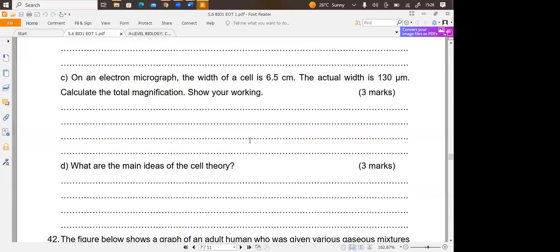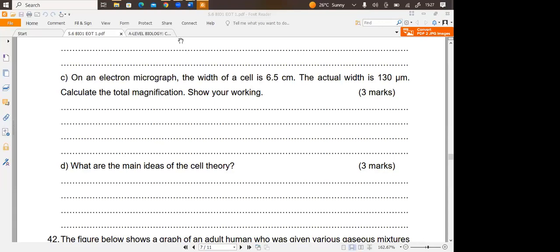Work it out. Then you tell us the formula that you have used and how you have arrived at the final answer. 2 minutes. Then another person should be working on the main ideas of the cell theory.